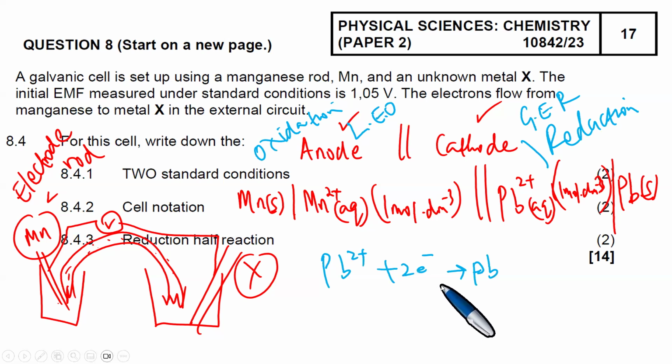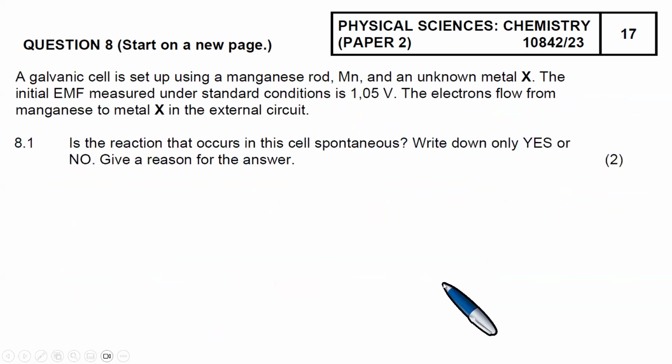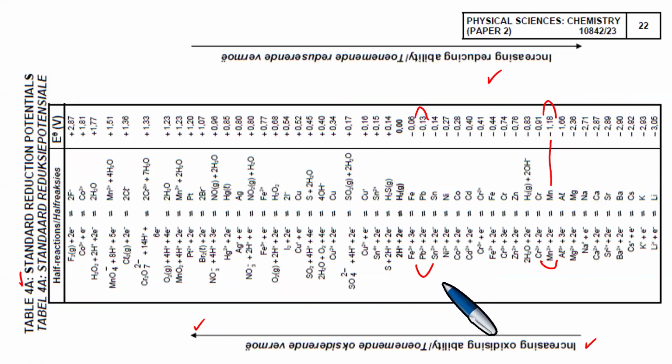Check the table of standard reduction potentials. Let us check lead here. Right, we saw lead, which is Pb. But now, reduction is what? Reduction is the gain of electrons. And the loss of electrons is called what? The loss of electrons is called oxidation.